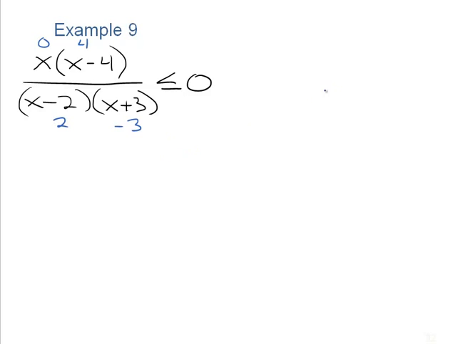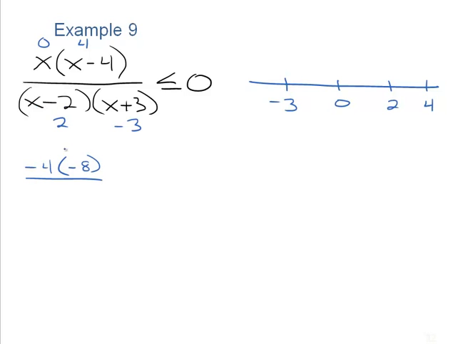negative 3. So here's our number line, right? 0, 2, 4, negative 3. So let's pick numbers in each spot. So I'm going to pick a negative 4. Plug negative 4 into this thing, and I get negative 4 times negative 4 minus 4, which is negative 8, all over negative 4 minus 2, so that's negative 6, times negative 4 plus 3, which is negative 1.